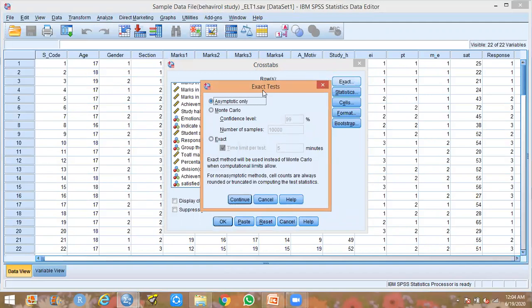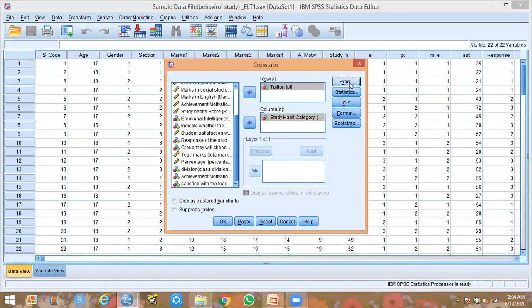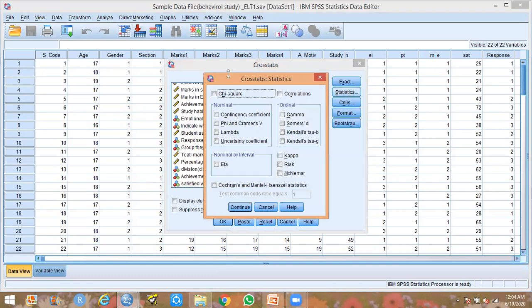See, now what is the exact test? This is about the simulation like Monte Carlo, of course, asymptotic only. Nothing to worry about this. You can just say continue. Then come to statistics. The statistic is chi-square, please. If you want to know the relationship between these two, you can take the relationship. It also computes the correlation.